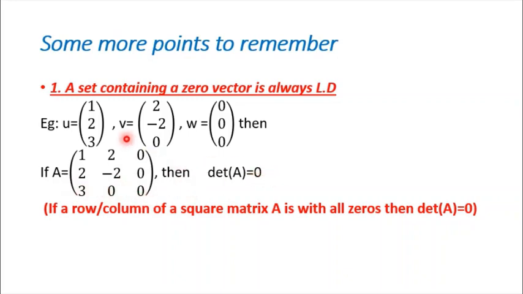Why? What are the properties of determinants? If in any matrix either an entire column or one row is 0, then the determinant of that matrix will be 0. So det A is equal to 0. Why are you getting this det A as 0? Because you have taken a 0 vector in that. When det A is equal to 0, then these three vectors will be linearly dependent. That means in any set, if you have a 0 vector, then that set is always linearly dependent.